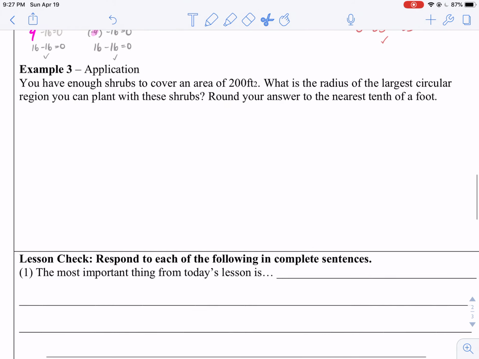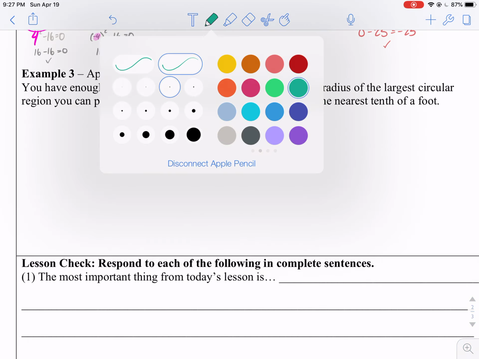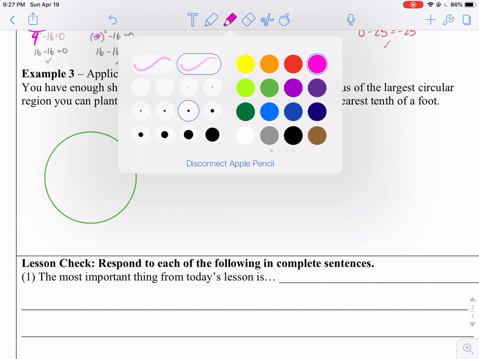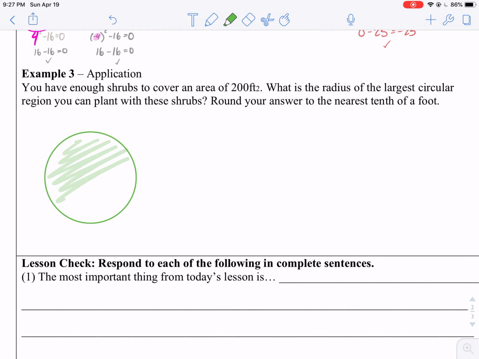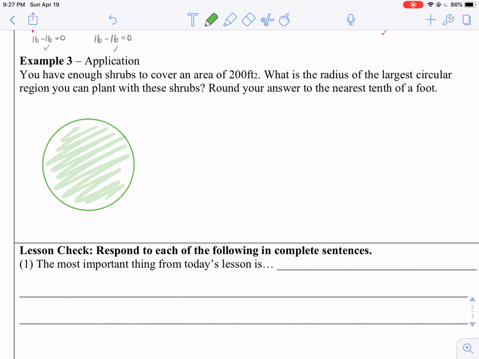Well, I'm so glad you asked. Maybe you would just get so bored at home that you decide you're going to go make a garden. You're going to plant a circle garden in your yard. So it's going to be this beautiful circle right here, and you know that the area of your garden can be 200 feet squared because that's how many shrubs they gave you.